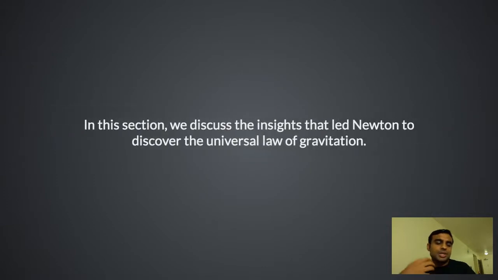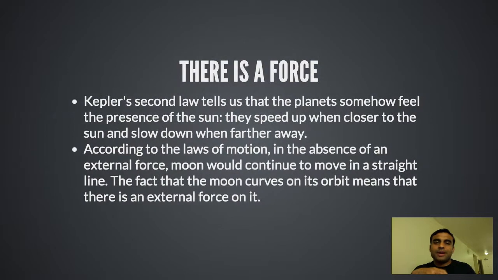In this section, we'll essentially discuss the basic insights that Newton would have had when he was discovering the laws of gravitation. So first thing he must have realized is that there is a force, and we can argue about this in many ways. First is, Kepler's second law tells us that the planets speed up when they are closer to the sun and they slow down when they are farther away.